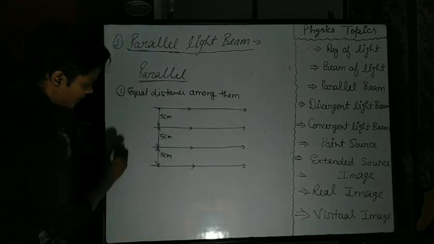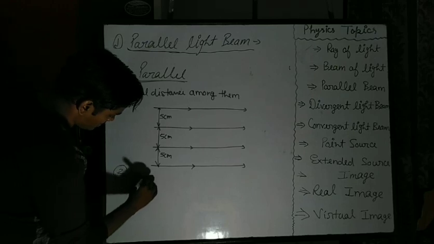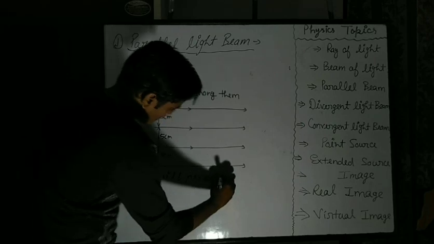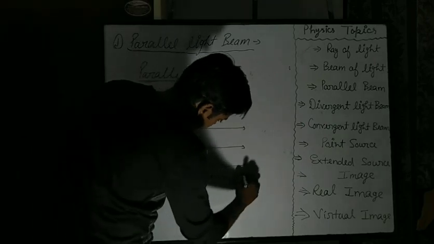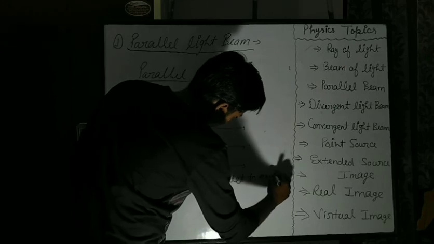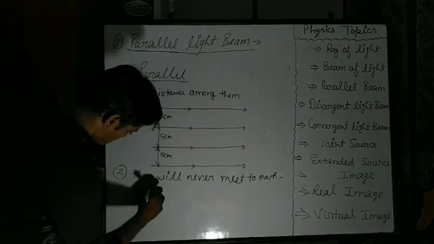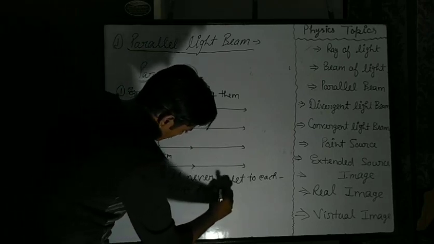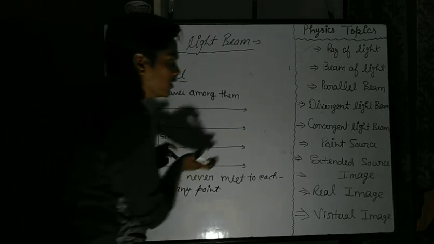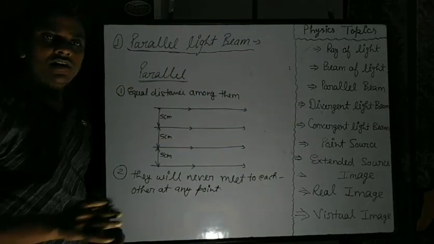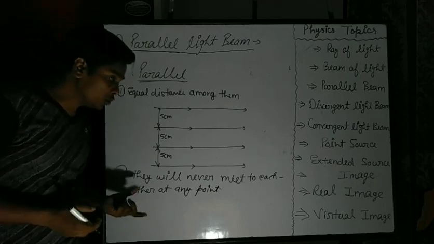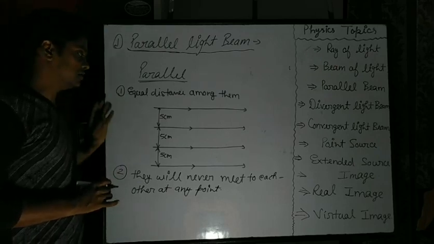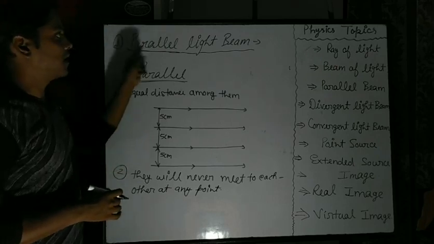They will never. So second one is they will never meet to each other at any point. Whether we move forward or backward, they will never meet with each other at any point. So these 2 points are very important for the parallel light beam.